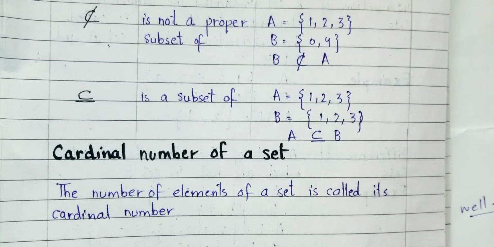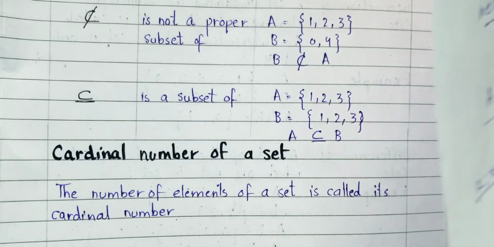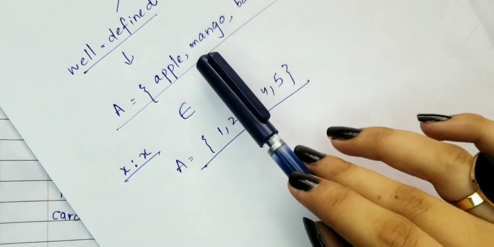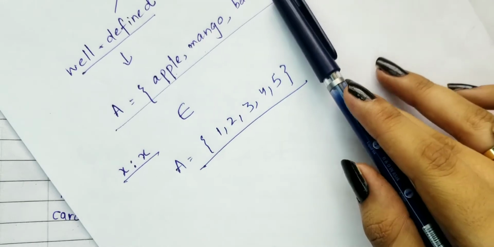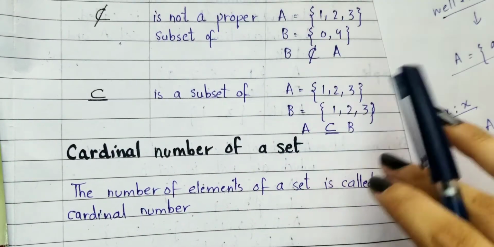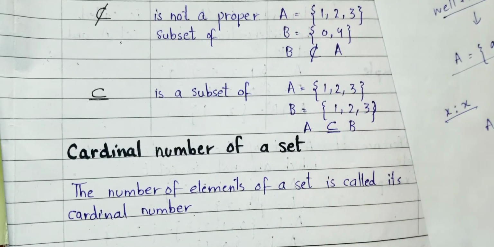Now, we have other concepts as well, but the cardinal number of a set: the number of elements of a set is called its cardinal number. Initially when I gave you this example, how many elements did this set have? I told you that it has 3 elements. So 3 is the cardinal number of the set. The number of elements of a set is called its cardinal number. Right? It's very simple and very easy.